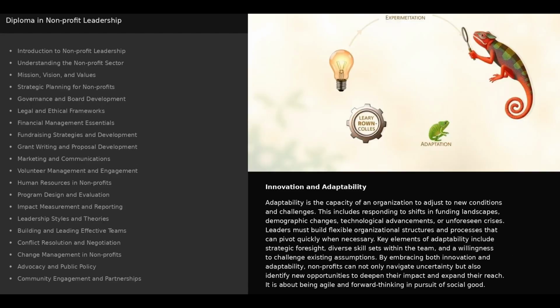Adaptability is the capacity of an organization to adjust to new conditions and challenges. This includes responding to shifts in funding landscapes, demographic changes, technological advancements, or unforeseen crises. Leaders must build flexible organizational structures and processes that can pivot quickly when necessary. Key elements of adaptability include strategic foresight, diverse skill sets within the team, and a willingness to challenge existing assumptions.